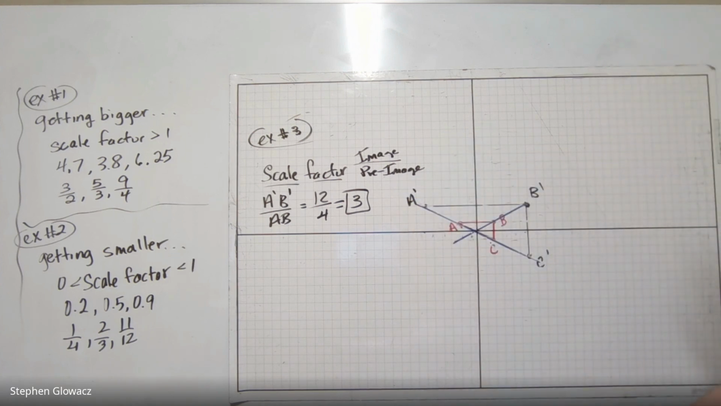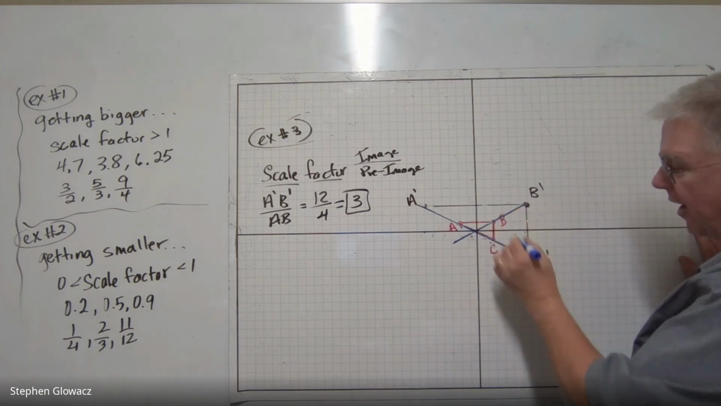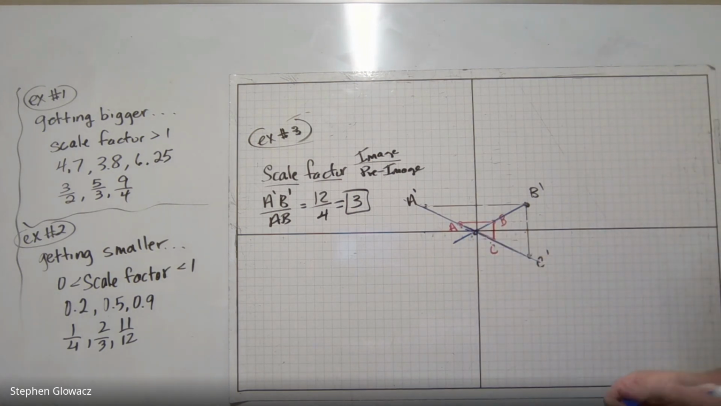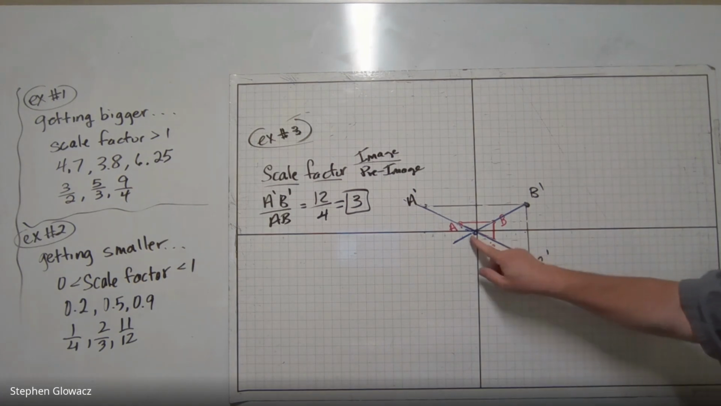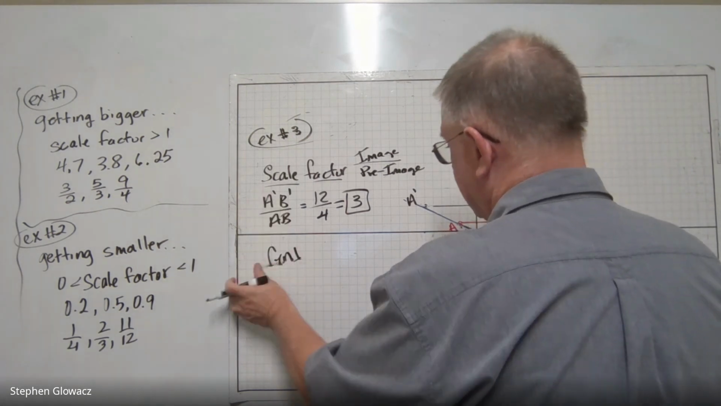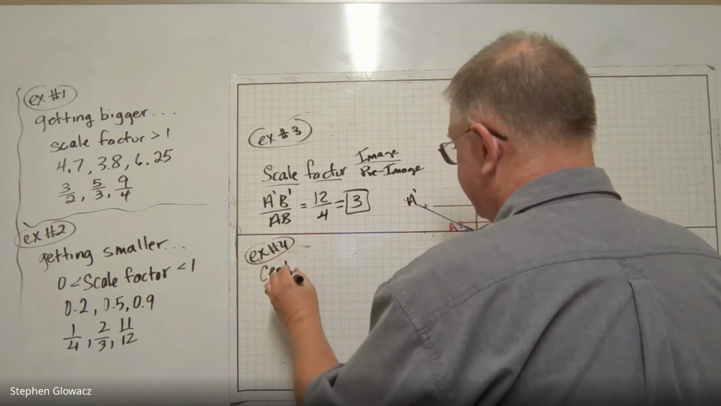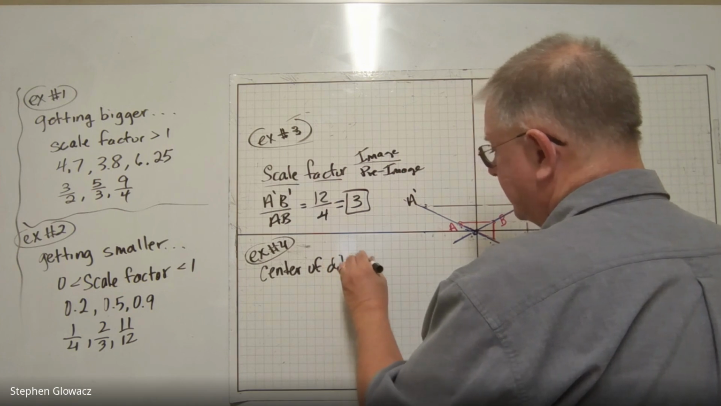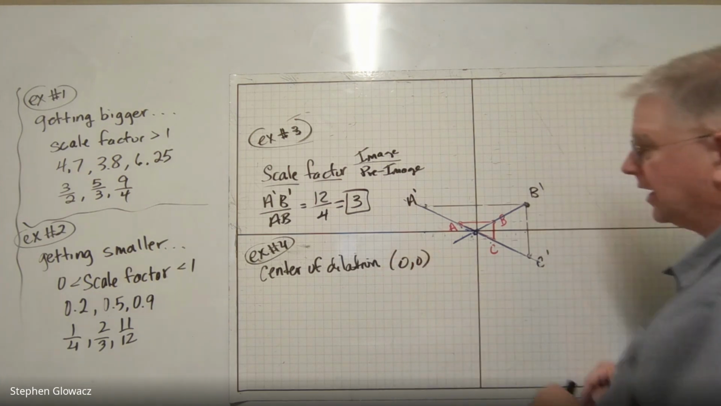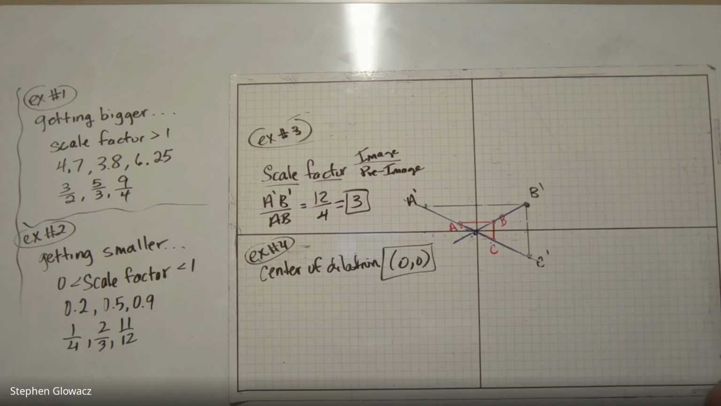But that's okay. What we're looking for is the point where the lines of B and B prime, C and C prime, and A and A prime intersect. And that is our center of dilation. They appear to intersect right here at the origin. So, example for number 4, our center of dilation is at the origin, so that's the point 0, 0. And that would be our answer for number 4. All right, so that is it for the examples for 3 and 4.